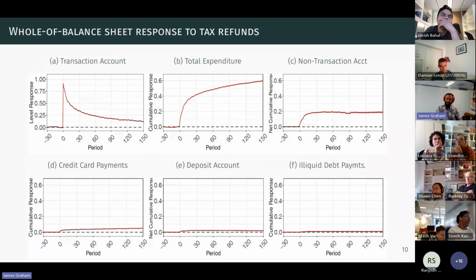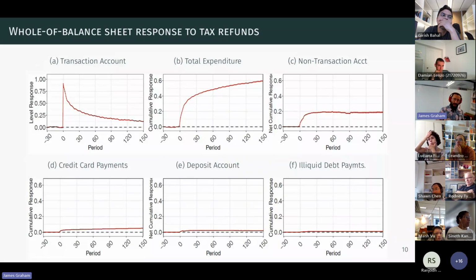So first, I'm going to show you what happens when money comes into a person's account. I'm going to show you the whole liquid balance sheet for this household. But after that, I'm just going to focus on spending. So first, the money is going to arrive in your account on day 0. This is the day the refund arrives. This is averages across everyone from those regressions.